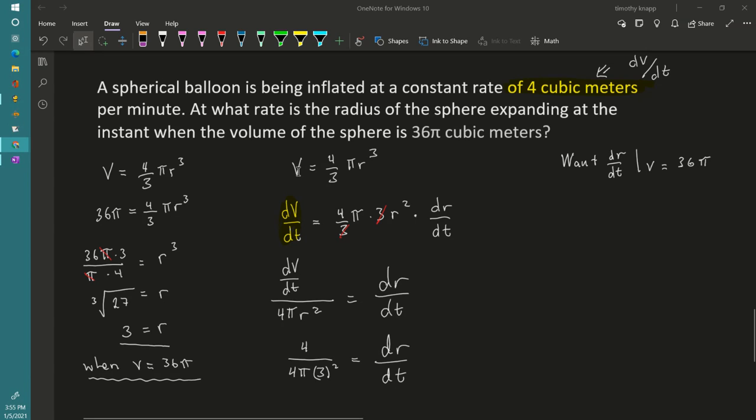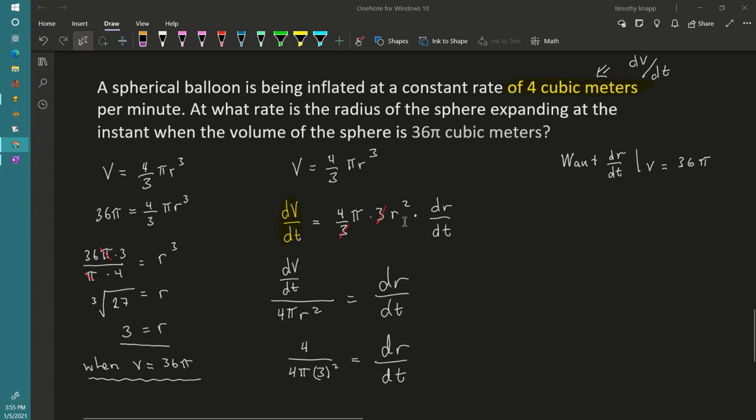So now, I'm going to go ahead and differentiate. The derivative of the volume with respect to time is dV/dt. Then over here, this is 4 pi over 3. That's a constant, so it stays. Now the derivative of the radius cubed is going to be 3 radius squared. 3 radius squared. And I must now multiply by the derivative of the radius with respect to time.